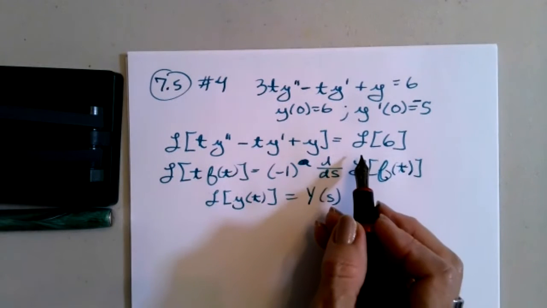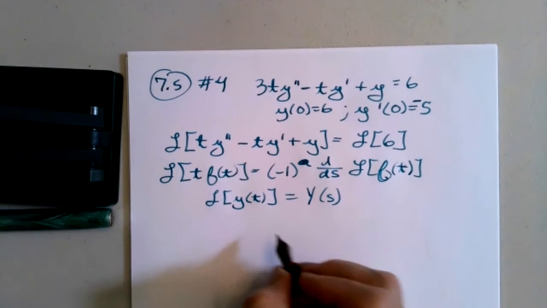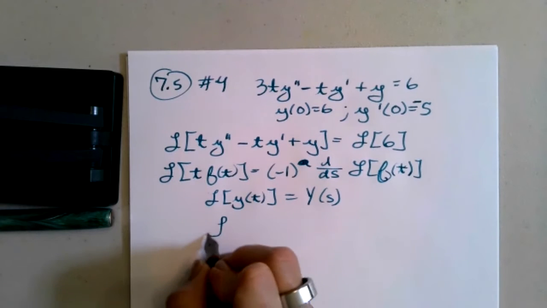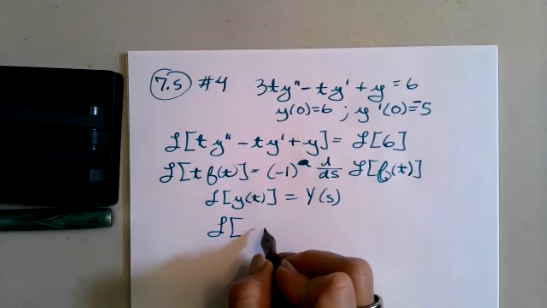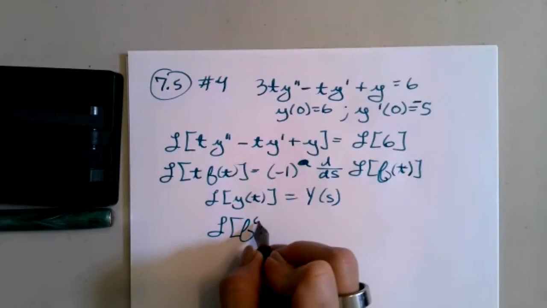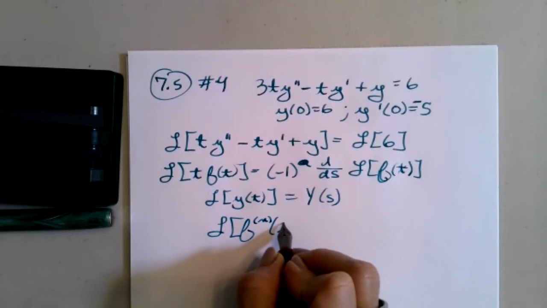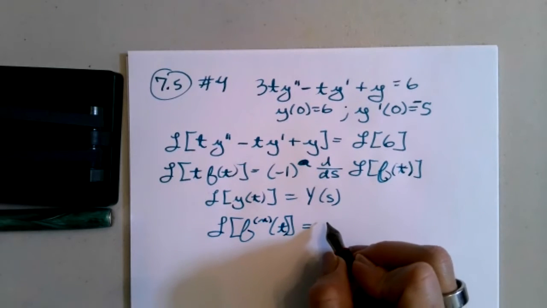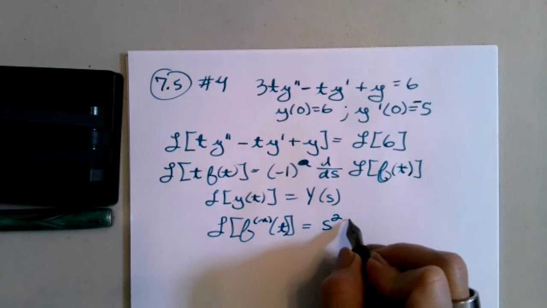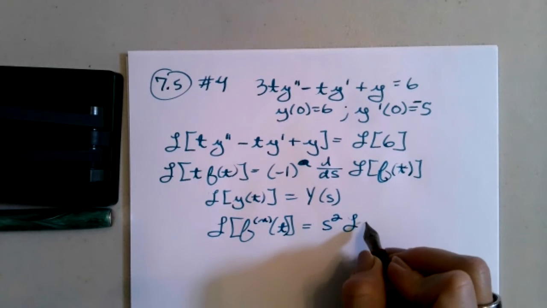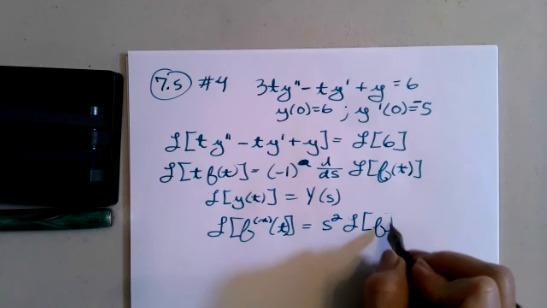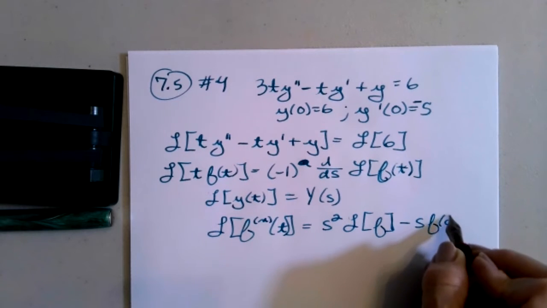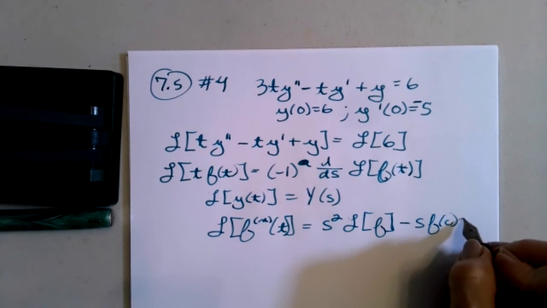Okay, so now we apply, and the other thing we need is the Laplace transform for the derivative. So the Laplace transform of the nth derivative of f of t is going to be s squared times the Laplace transform of f. I'll quit writing the arguments. Minus s times f of 0 minus f prime of 0.